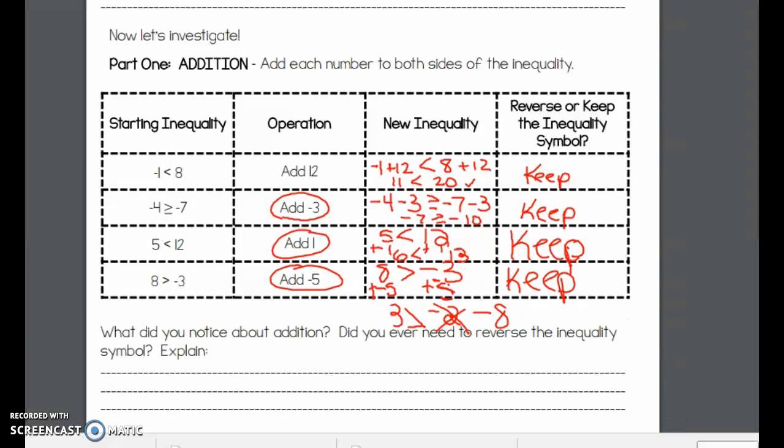Now tell us, what did you write on the bottom of your homework? What pattern did you notice about addition? Do we ever reverse the sign? No, that's what I want you to write down there. So Rocco's writing an addition. That's good. You're doing great. You never reverse the sign, right?